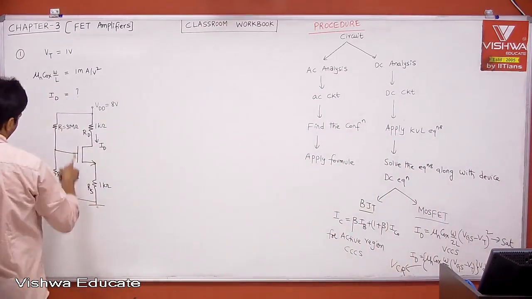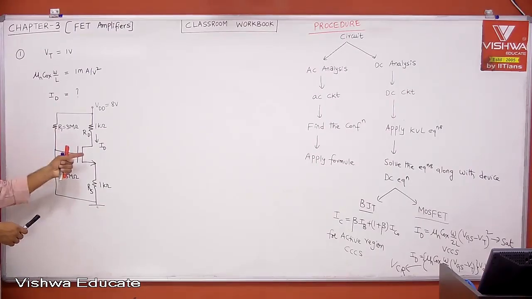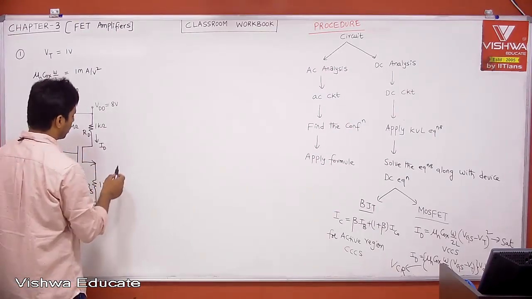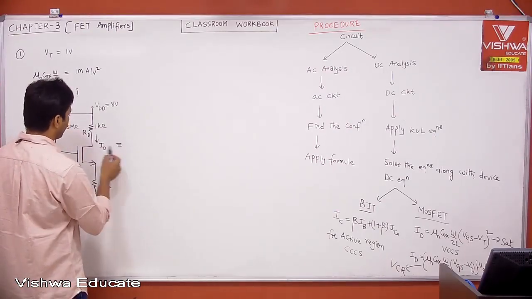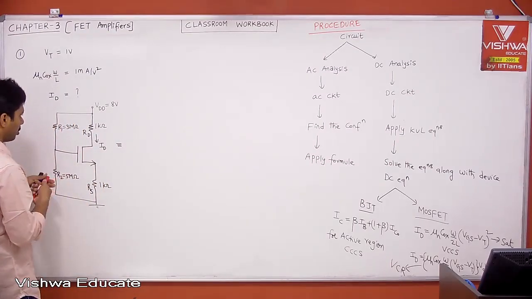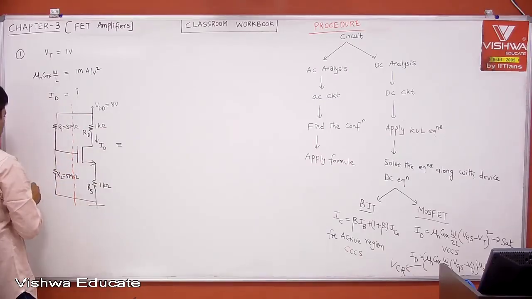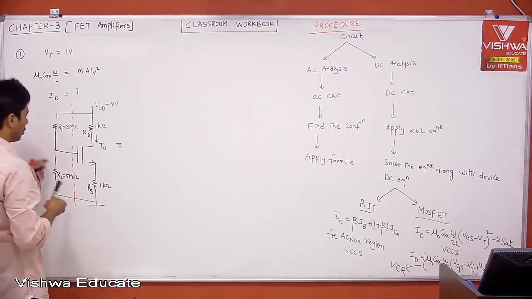Now this is our DC circuit. To apply input KVL, we need to write V Thevenin, R Thevenin. But I told you no need to calculate R Thevenin, because the current entering into the gate of your MOSFET is 0. Then the drop across that R Thevenin is equal to 0. I'm going to apply Thevenin's theorem for this portion.